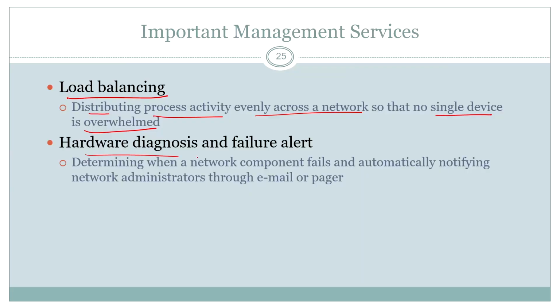Hardware diagnostics and failure alert is another aspect, which means when you have multiple components in a network, you need to know whether everything is connected and working, or something is bad. It determines on a network whether a component has failed and automatically notifies the network administrator through email or pager. It says, this particular desktop or node is no longer communicating with us. Either the network cable has gone bad or the computer itself has gone bad. That type of information is given to the network administrator.